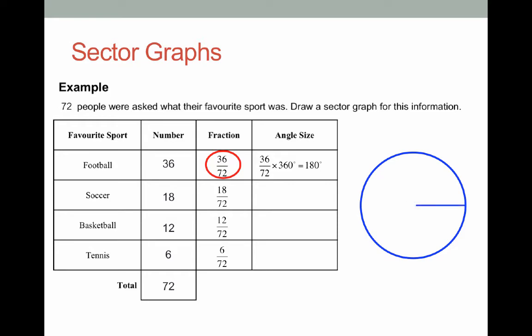So I start off with a line. Now this line that I'm drawing is called a radius. It goes from the center of the circle to the circumference, or to the outside of the circle. And it's important to draw because it's a baseline to start with. That is what I'm going to measure 180 degrees from.